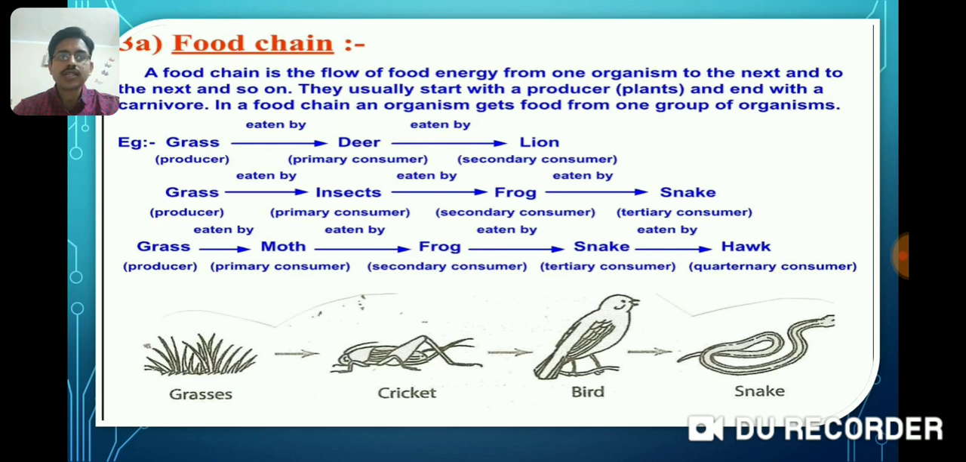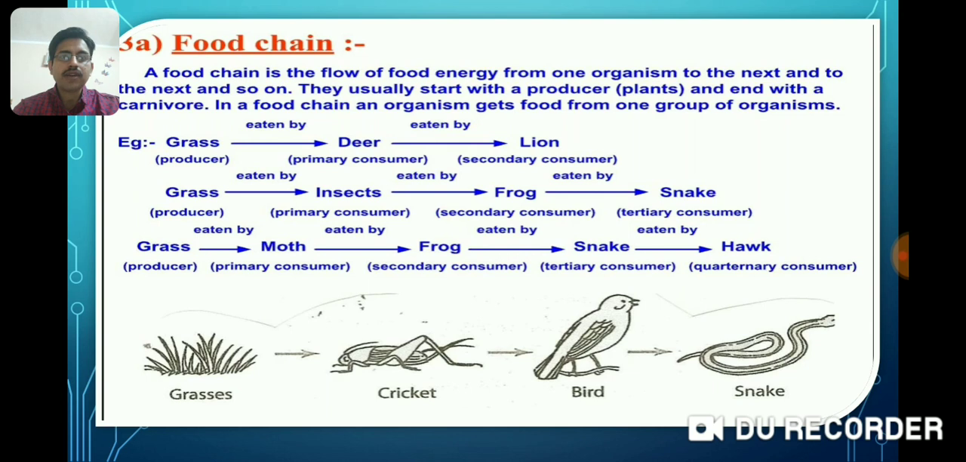On your screen you can see examples of different food chains. A grass is eaten by deer, which in turn is eaten by lion. So grass is producer, deer is primary consumer, and lion is the secondary consumer over here. In the next example, grass is eaten by insects, insects are eaten by frog, and frog are eaten by snake. So here you can see producer, primary consumer, secondary consumer, tertiary consumer, a 4-step food chain.